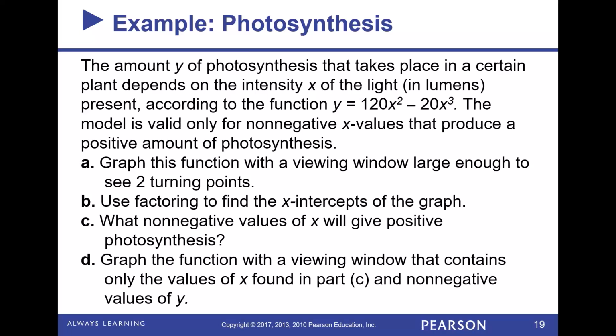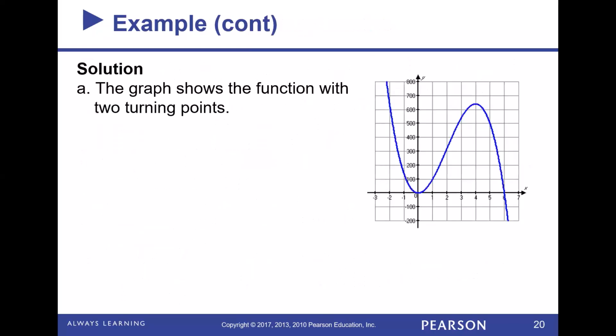Okay, so we're going to graph the function first to where we can see a large enough window for 2 turning points. Now I know there's got to be at most 2 turning points, because this is degree 3. And then we're going to use factors to find our x-intercepts, and then what non-negative values of x gives us those positive photosynthesis, and then take a look at how to view the graph a slightly different way.